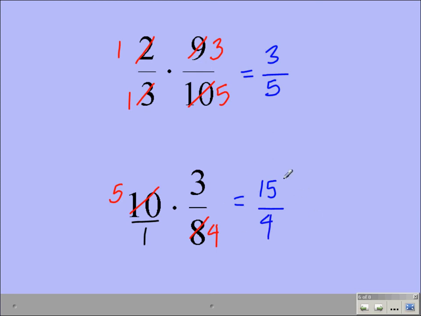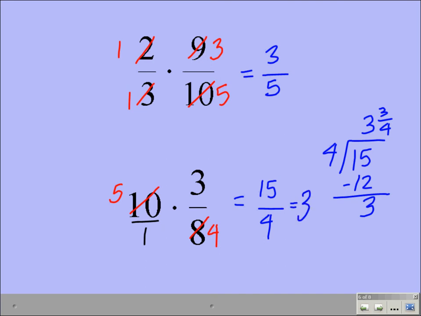Now this is an improper fraction, and as we learned before, we're not allowed to leave anything as an improper fraction, so we need to change this to a mixed number. So if we take the numerator, divide it by the denominator, 4 goes into 15 3 times, that's 12, subtract it with 3 left over. So this is going to turn out to be 3 3/4, and that is our final answer for this problem.